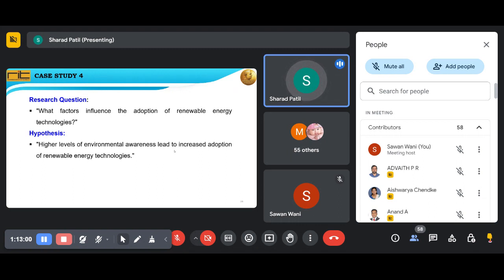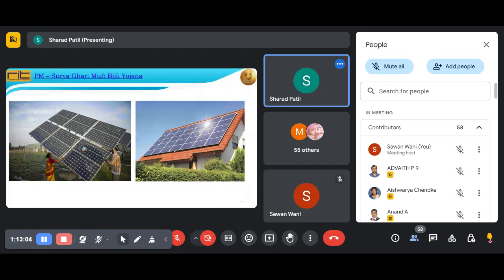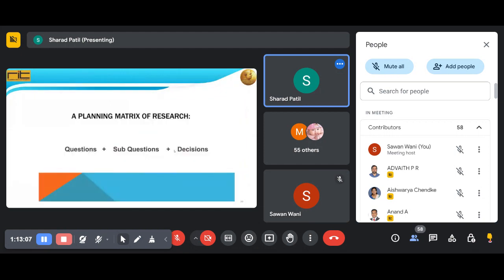Now with this case study we will move ahead with the planning stages. Earlier I showed you the matrix of research. Now this is the matrix of planning research. So now you are going to plan the research you have designed. Again you have questions, sub questions, and then your decisions. Now you have the research question and sub questions, and you are gathering some information by grounding the theory of the problem you are having, and with that you have some data with you.